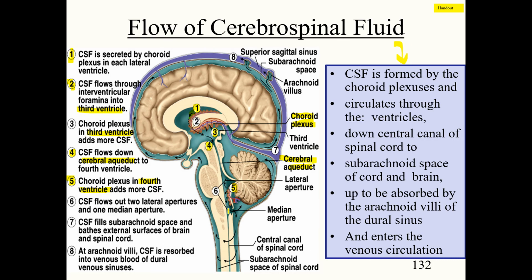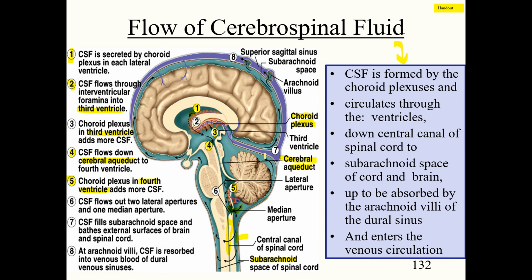Now, from here, we're just going to go ahead and follow those black arrows, and we're going to go up around the brain. But you can also see that it's going to go down that central canal of the spinal cord, as well as in that subarachnoid space of the spinal cord as well. So it's going to go around the outside and the inside of that spinal cord.